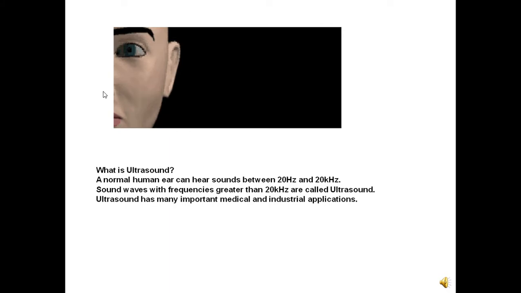So this is a video on the uses of ultrasound, and the first thing to do is to establish what we mean by ultrasound. We have sound, which we can hear, and we can hear a range of frequencies from 20 Hertz to 20 kilohertz. We have infrasound, where the frequency is too low for us to hear, so it is below 20 Hertz. And we have ultrasound, where the frequency is above the top end of what we can hear, above 20 kilohertz. So ultrasound is sound with a frequency greater than 20 kilohertz.